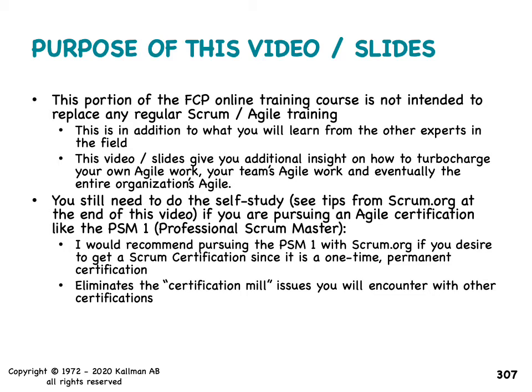So if you're going to be taking one of the Agile certification courses, I would recommend going after the PSM-1 Professional Scrum Master with scrum.org. If you want to get that, it's a one-time permanent certification, and it eliminates the certification mill issues that you'll encounter with some of the other certifications where you have to continually renew, and there's all kinds of extra stuff put in. So the purpose of this is to help you take what you've already learned and basically turbocharge it for yourself, for your teams, and your organization.